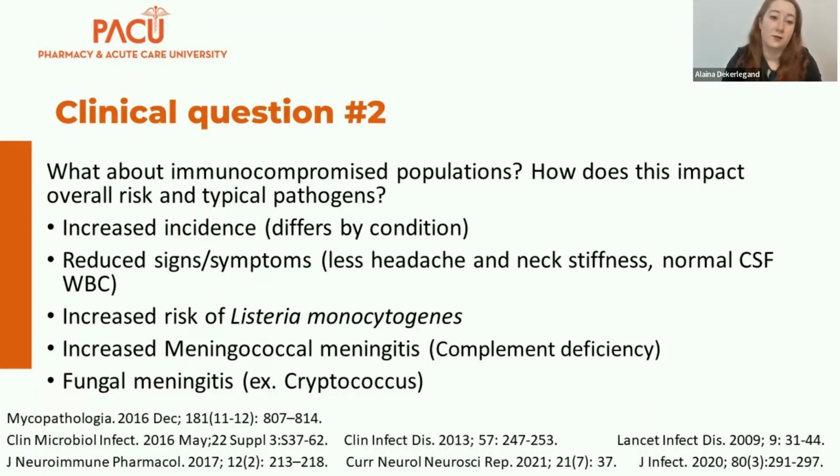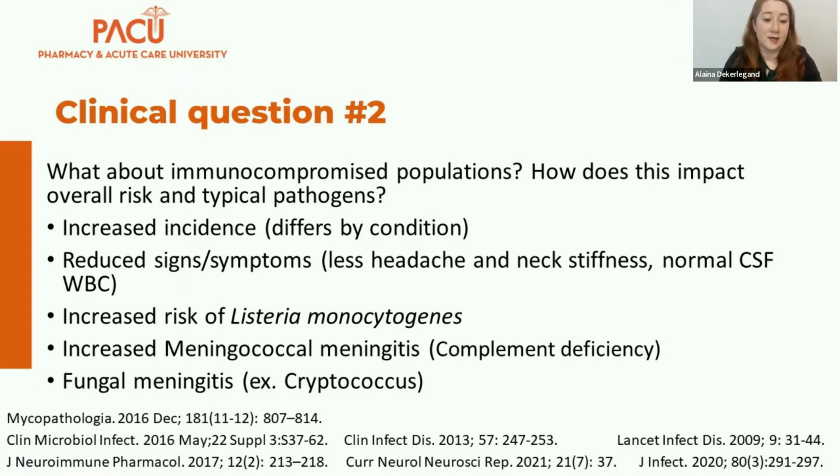All right, so now I have another clinical question for you guys. What about immunocompromised patients? This isn't very readily discussed in the guidelines. So how are immunocompromising conditions going to impact the overall risk of meningitis, as well as what pathogens we're concerned for? Overall, across different types of immunocompromising conditions, there is going to be an increase in the overall incidence. But if you're thinking about a patient with diabetes versus a patient with a bone marrow transplant, the higher immunocompromised patients are going to have a higher risk.